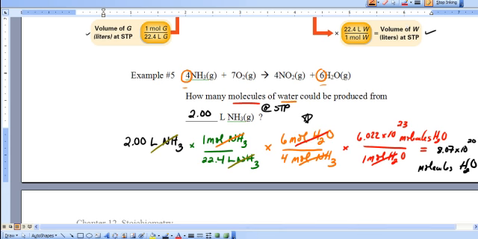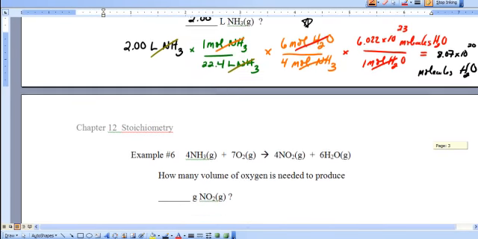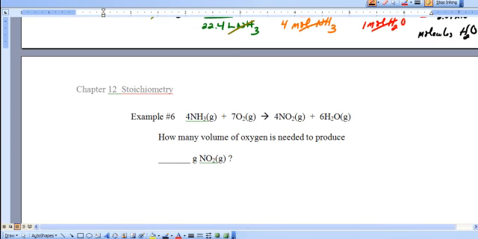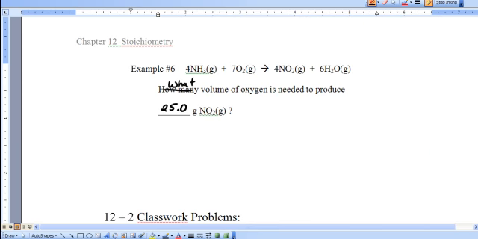All right, let's go ahead and try another one, using the exact same reaction. What volume of oxygen is needed to produce, let's say, 25 grams of NO2? All right, so we're going to do the same calculation. I'm not going to flip back and forth between the molar roadmap this time. You just want to follow along with the molar roadmap that's on the back of your periodic table.